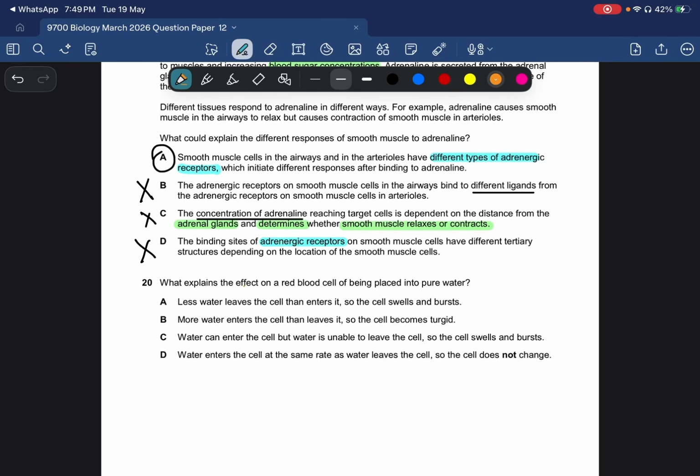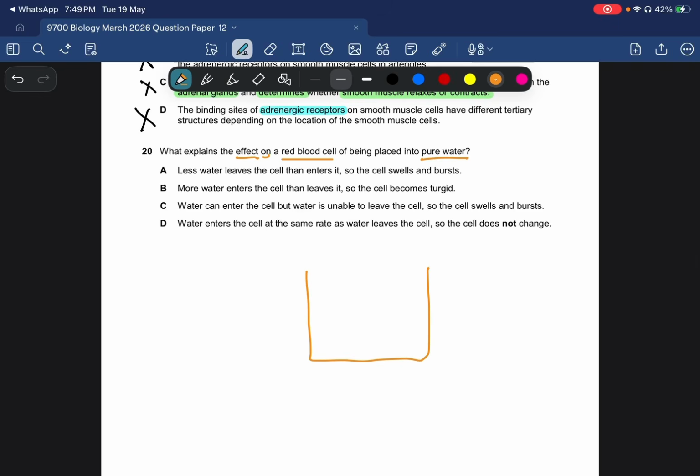Okay, question 20. What explains the effect on a red blood cell of being placed into pure water? Think about it. You have a container.